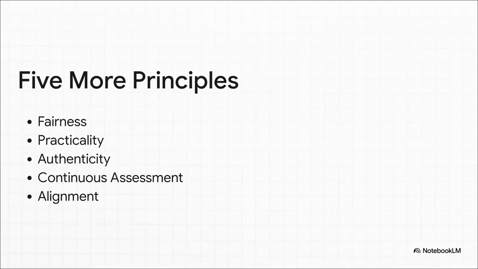Beyond those 2 big ones, we have 5 more critical principles. First up, fairness, meaning a totally level playing field with equal opportunities for all learners, regardless of gender, culture, disability, or socioeconomic background. Then there's practicality, because, let's face it, the assessment actually has to be feasible given our limited time and resources. We also need authenticity, meaning tasks should mirror real-life applications. We need continuous assessment happening throughout the learning process, not just at the end. And finally, alignment. This is what Biggs and Tang call constructive alignment, ensuring our assessments perfectly match our learning outcomes, our activities, and our curriculum standards.